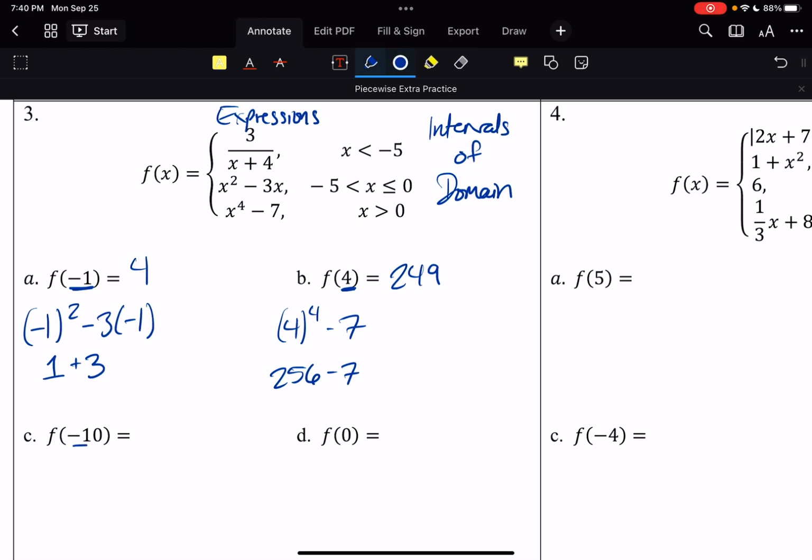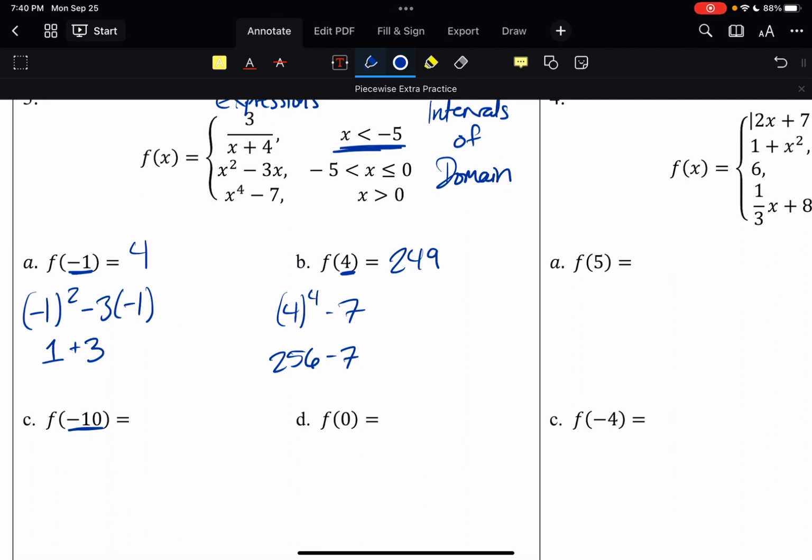Next one, f of negative 10. So negative 10 is going to fall in my first interval because negative 10 is less than negative 5. So I'm going to substitute that in for x. So 3 over negative 10 plus 4. If I simplify that denominator, negative 10 plus 4 is negative 6. So that gets me 3 over negative 6, which I know finally reduces down to negative 1 half.